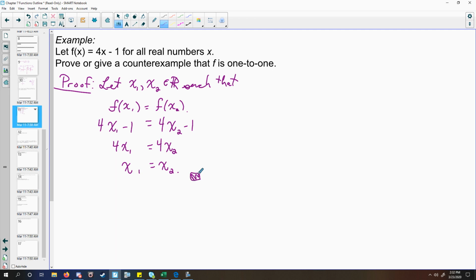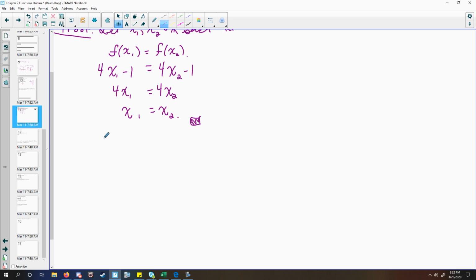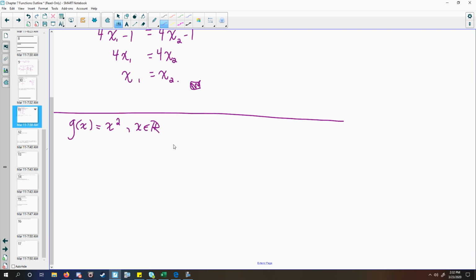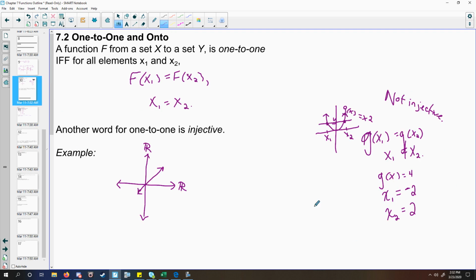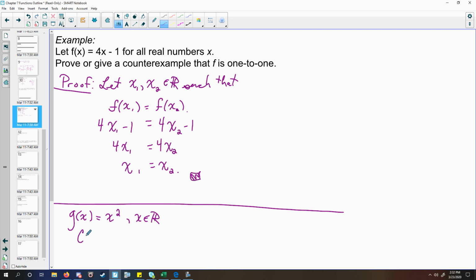Now, if you were to show that something is not one-to-one and it's asking for a proof or a counterexample, you can look at g of x from earlier. We said that g of x was equal to x squared, for real numbers x, so defined over the real number system. Your counterexample could be just like we described here. It could be the case where x1 and x2 are positive and negative 2. You could have chosen positive and negative 3. You could really give any case.